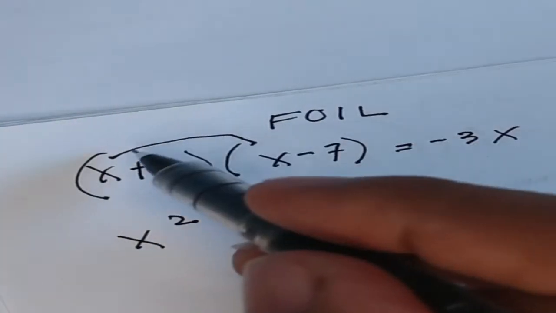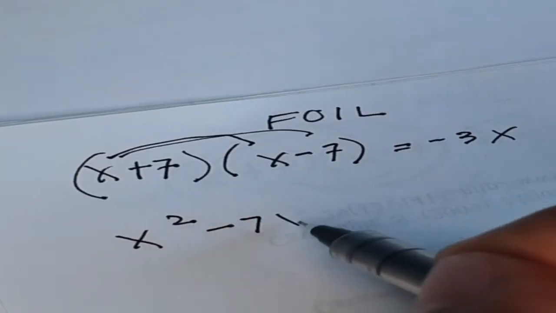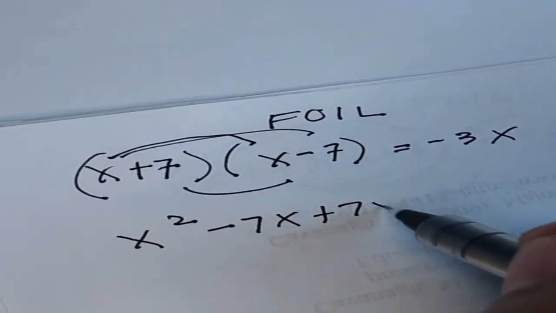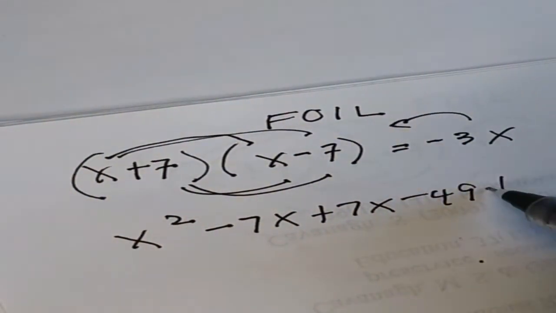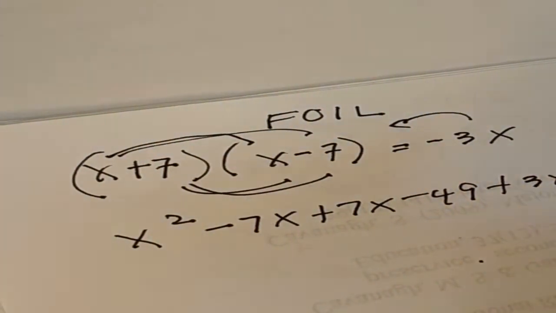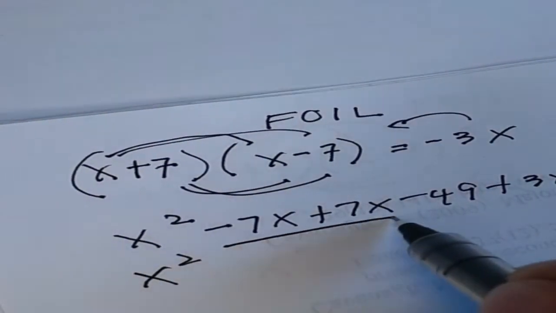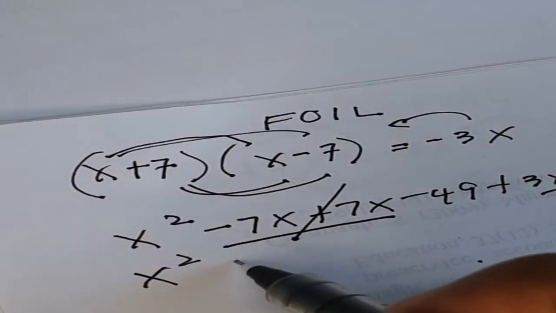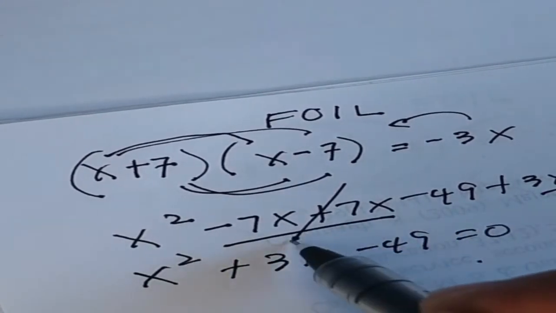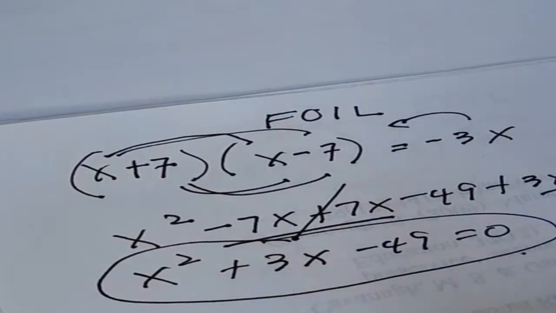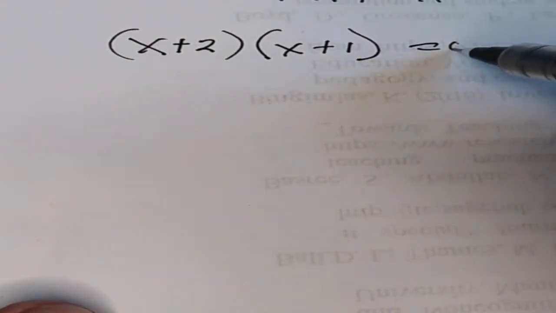So just use the FOIL method. We have x squared minus 7x, then plus 7x, then minus 49. Then transpose negative 3x; it will become plus 3x equal to 0. So you have x squared, then the linear term is plus 3x, and then minus 49 is equal to 0. So we now have x squared plus 3x minus 49 is equal to 0.